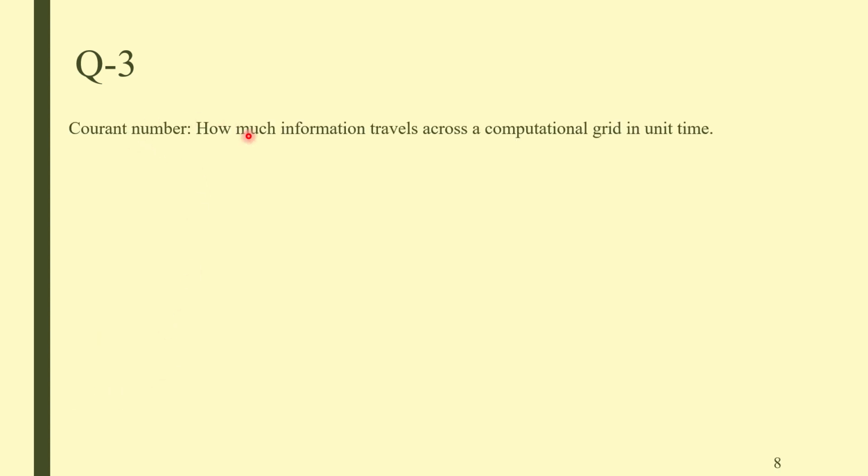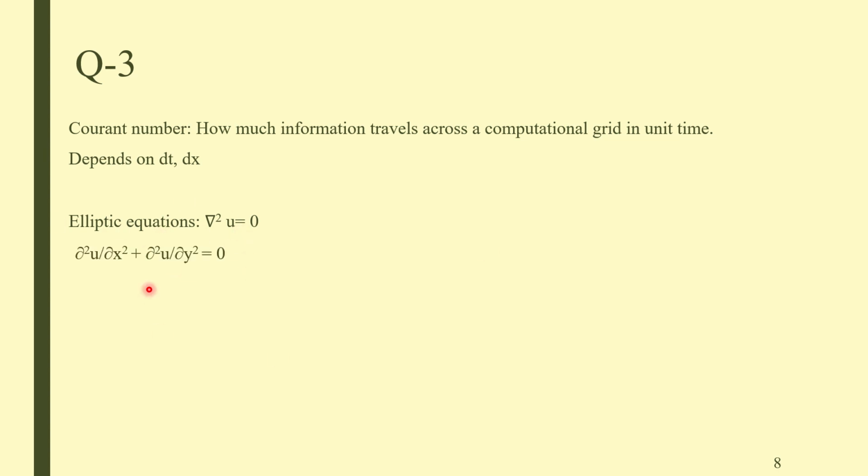Courant number is how much information travels across a computational grid in unit time, that is, how much information is traveling across the grid per time step. We can write it as v times delta t by delta x. It therefore depends on dt and dx. The elliptic equation is of the format del square u, so ∂²u/∂x² plus ∂²u/∂y².